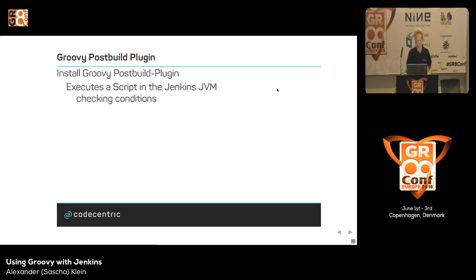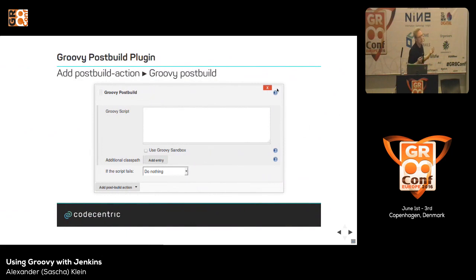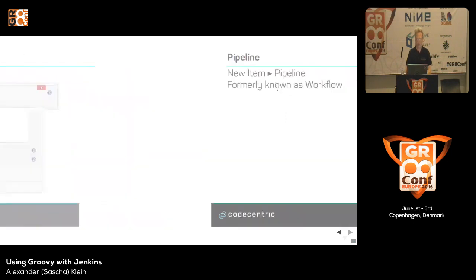Useful as well for checking conditions, if the build really had been successful, or adding some badges and build history or displaying any information or stuff like that, notification and so on. So this is straightforward. Just go to the post build section and select add a post build action, select Groovy post build. Then you have this part in your interface, and you can fill the script and all the other options you would need. So these are mostly for small things, when we just have a Groovy action inside of the build.